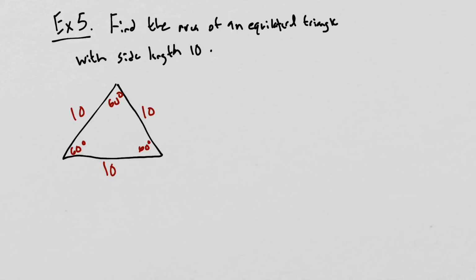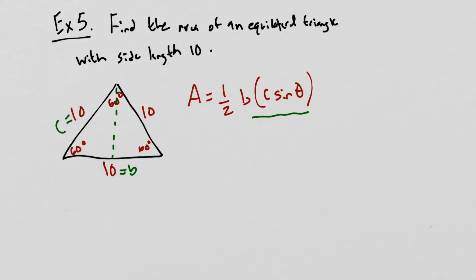Writing out the formula, area is equal to 1/2 the base times our side length c sine theta. If we let 10 be equal to the base and c is equal to 10, then recall c sine theta is the height of our equilateral triangle. So now we can just plug in all the values that we have.